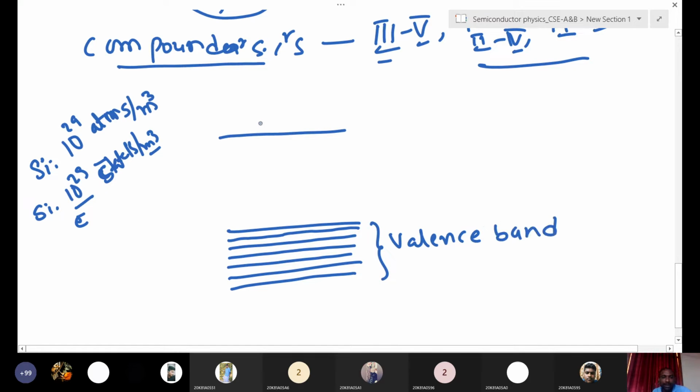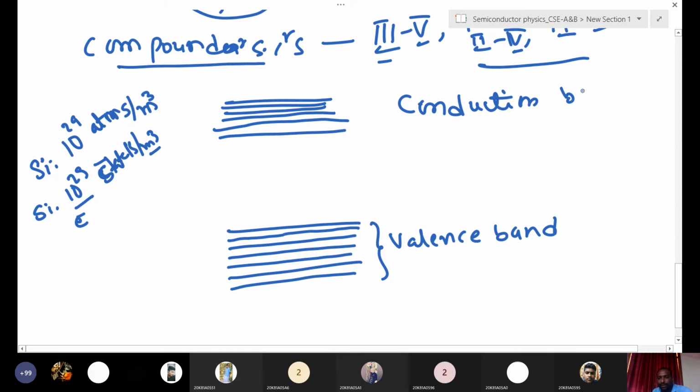In the conduction band also, the states are very closely separated. These we call the conduction band. Generally, if you take any crystal or semiconductor material at 0 Kelvin, all electrons are occupied in the valence band only.